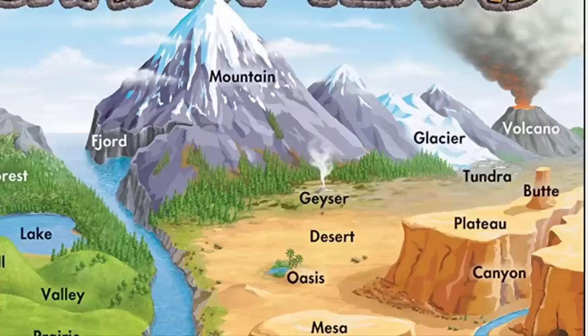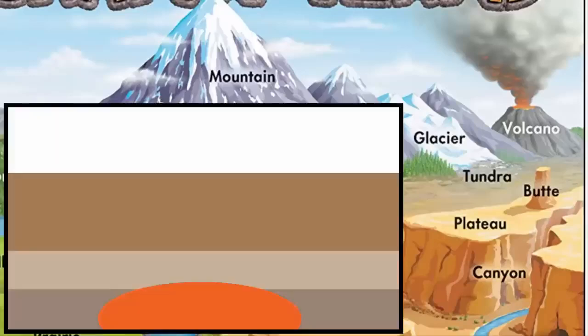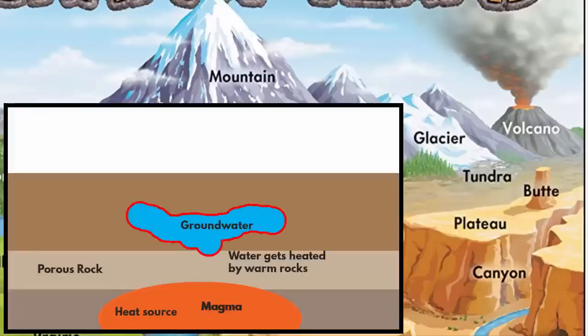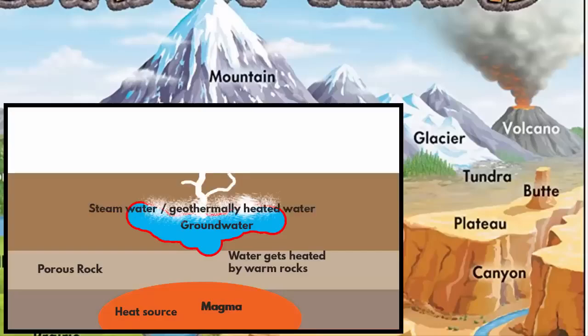The next one is the geyser. Now geysers are like hot springs, where warm water comes out of the ground. So how does the water become so warm? When surface water comes in contact with rocks that are heated by magma, this is called geothermally heated water. It then rises towards the surface by the process of convection.